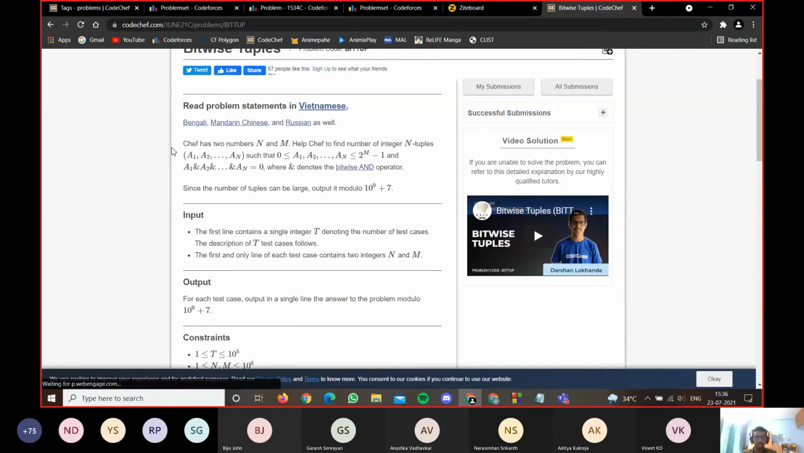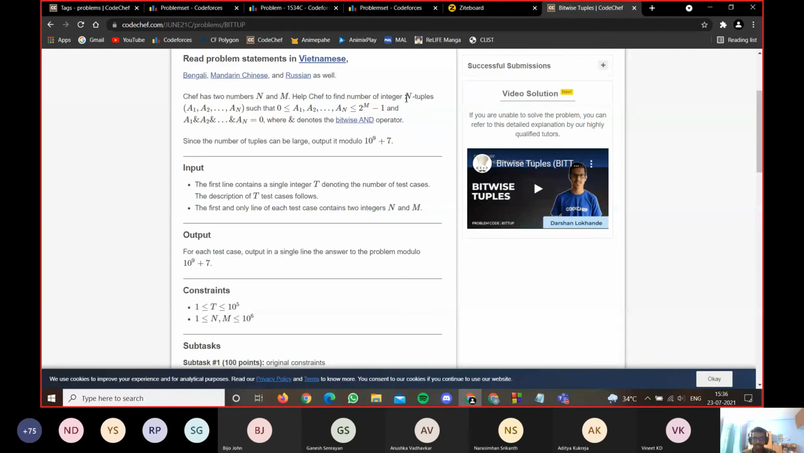Question goes like, Chef has 2 numbers n and m. Help Chef to find the number of integer n tuples. So basically it's a group of n integers such that all of them lie in 0 to 2^m minus 1. Such that all of the numbers have m bits in their binary representation, and the bitwise AND of all the numbers is 0.